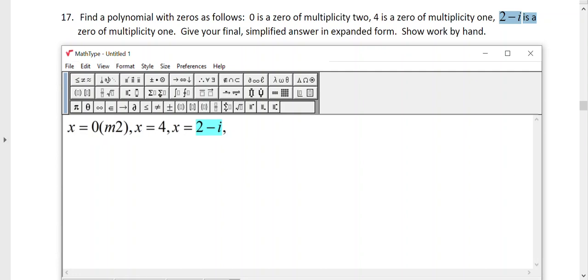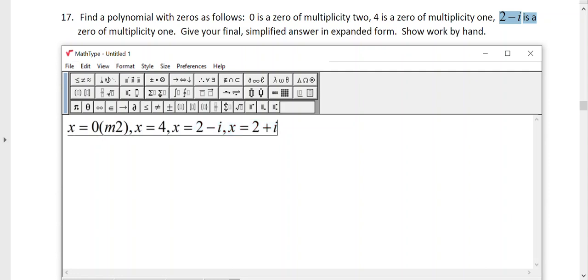pairs. Because 2 minus i is a complex or imaginary zero, I will also have to have its conjugate pair, even if they didn't tell me. So I know I also have 2 plus i as another zero. I must have these two in pairs. Whenever I have one, I have its conjugate.